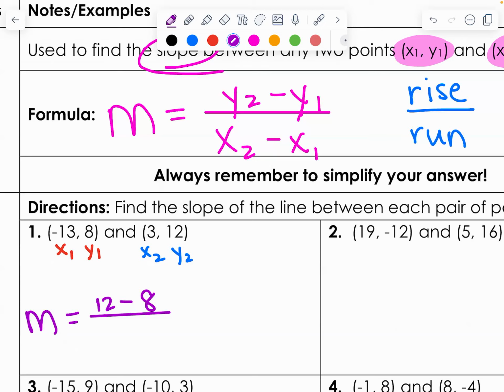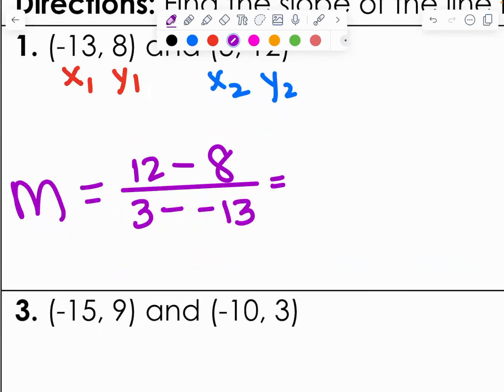Okay. Now for our denominator, we need to take x2 minus x1. So which number is x2? 3 minus x1. Negative 13, okay? 12 minus 8 went here. 3 minus negative 13 went here. Okay. What is 12 minus 8? 3 minus negative 13. Positive 16. Please remember that subtraction means adding the opposite.